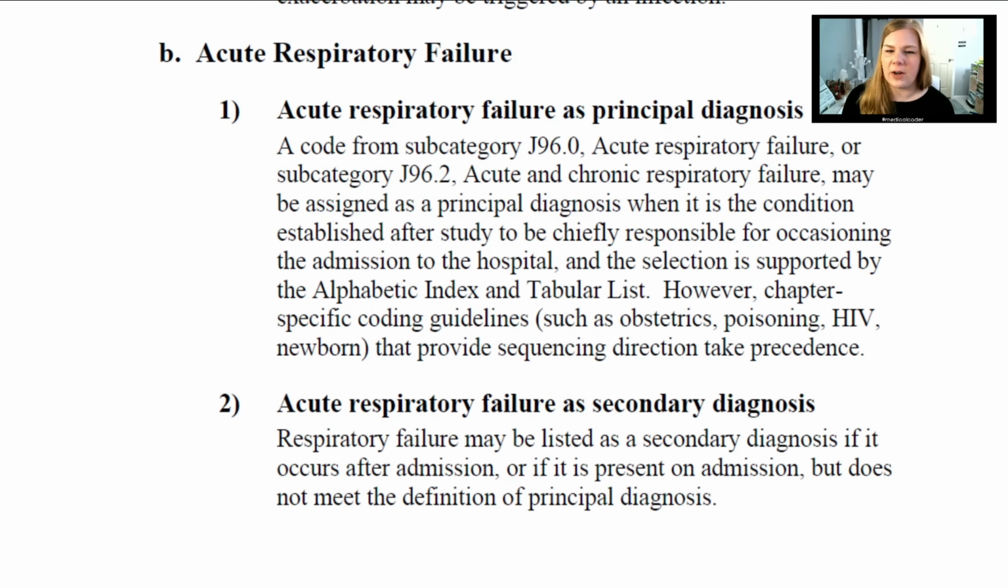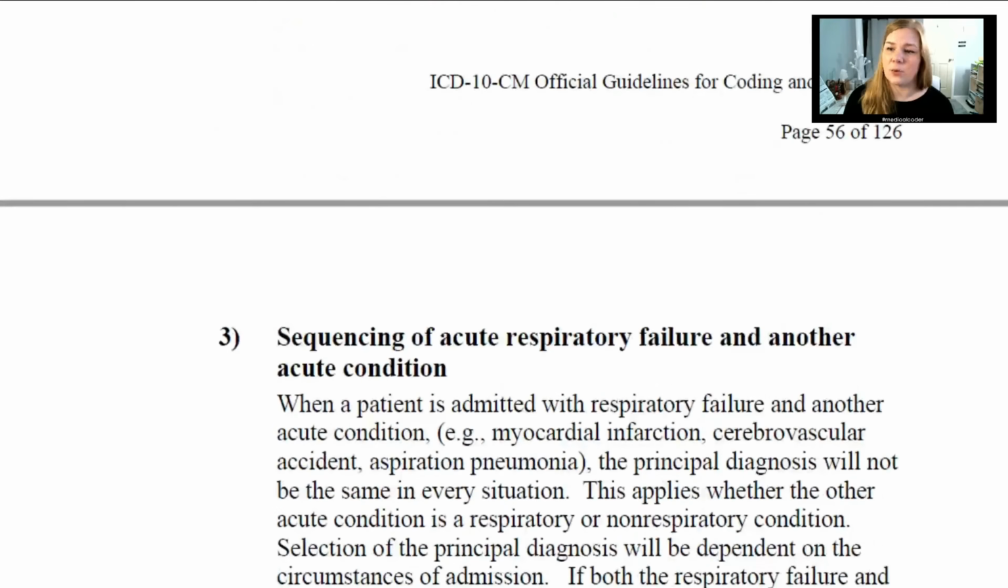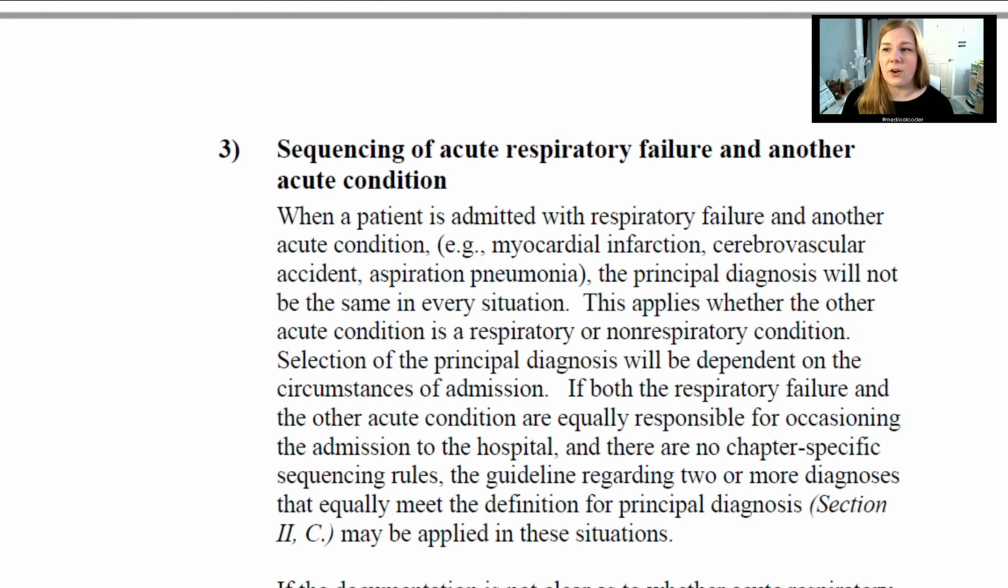Acute respiratory failure as a secondary diagnosis. Respiratory failure may be listed as a secondary diagnosis if it occurs after admission or if it is present on admission but does not meet the definition of principal diagnosis. Sequencing of acute respiratory failure and another acute condition. So when a patient is admitted with respiratory failure and another acute condition, like an MI, like cerebrovascular accident, like aspiration pneumonia, the principal diagnosis will not be the same in every single situation.